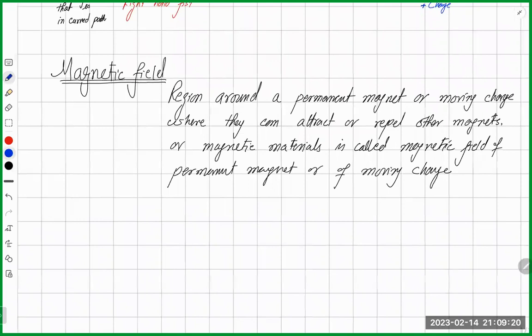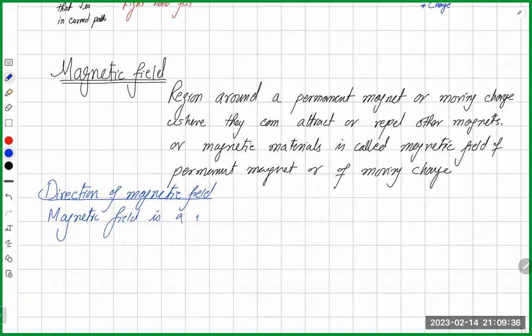Direction of magnetic field. Magnetic field is a vector quantity, which means it has direction. So magnetic field has a direction.